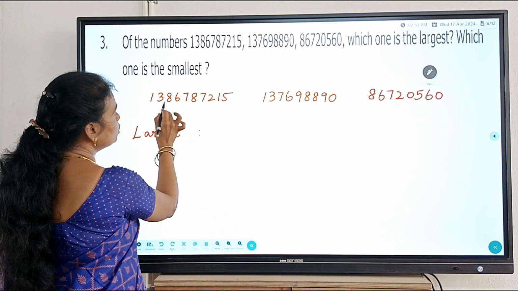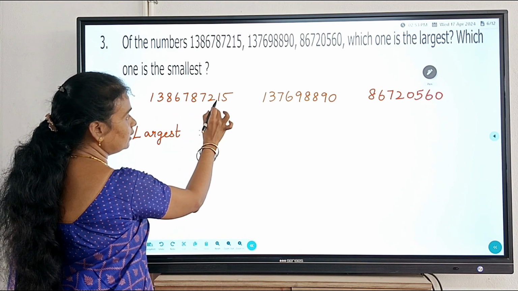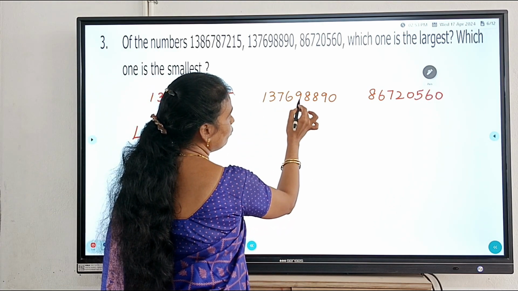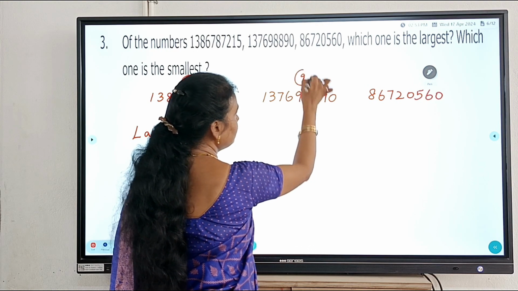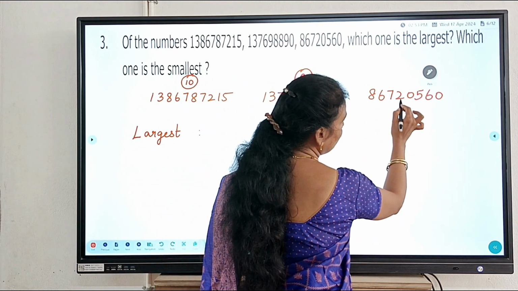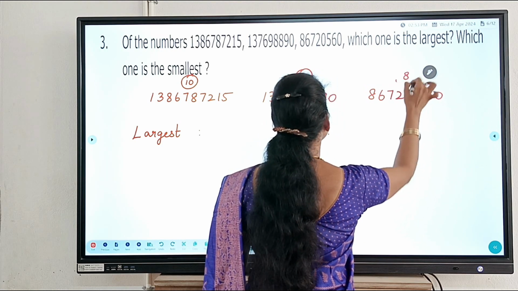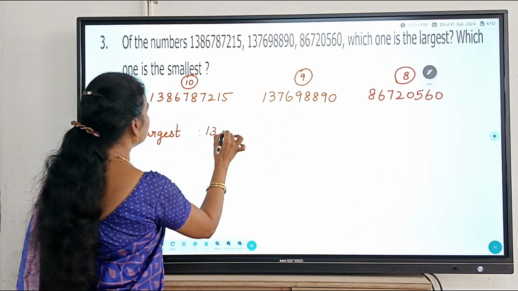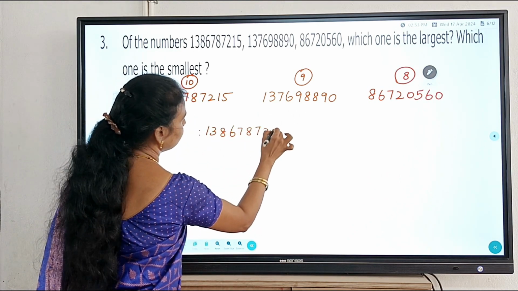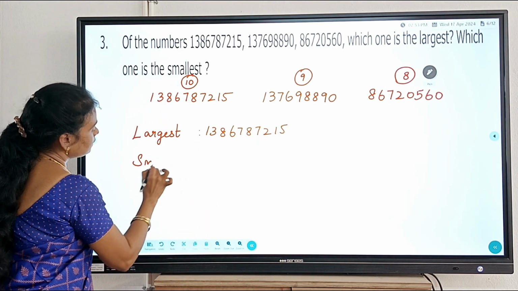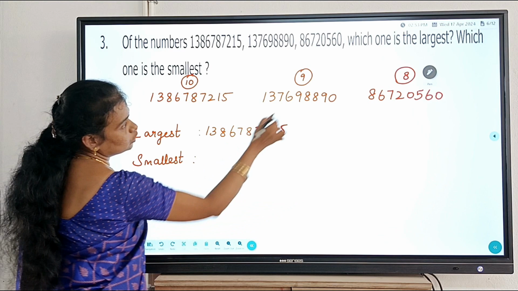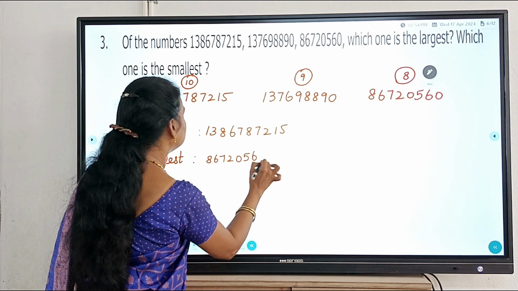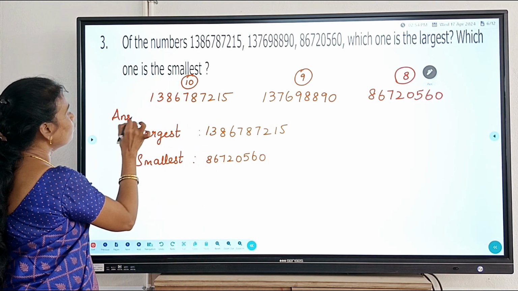So 1, 2, 3, 4, 5, 6, 7, 8, 9, 10. So 10 digits are here in the first number. And 1, 2, 3, 4, 5, 6, 7, 8, 9. 9 digits in the second one. 1, 2, 3, 4, 5, 6, 7, 8. 8 digits in the third one. So which will be the largest? Yes, this first number will be the largest of the three. And the smallest is that number which consists of the least number of digits, that is 86720560. So this will be the answer for the third one.